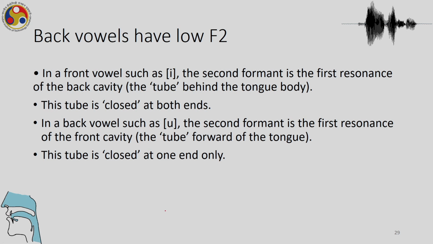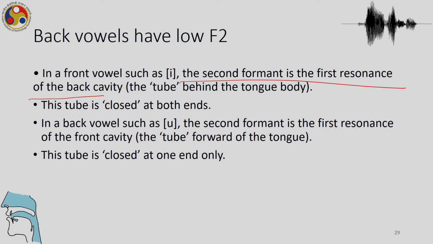So that results in the second formant, and it is the first resonance of the back cavity, which we had seen earlier. And this tube is closed at both ends. So we know the formula for the tube closed at both ends. And in a back vowel such as oo, the second formant is the first resonance of the front cavity.